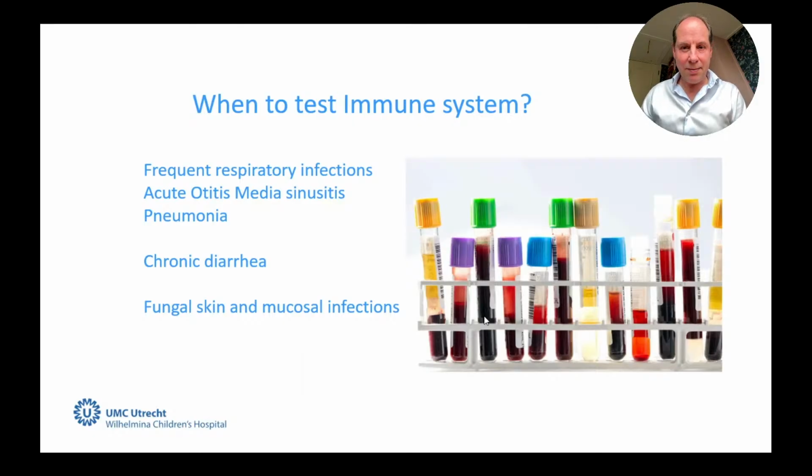So if we want to test the immune system, we have to take some blood. And to simplify it, what we do is count all the different immune cells to know if they are all present in the correct numbers. And we also can measure the amount of immunoglobulins. Sometimes we simulate an infection. We give a vaccination and assess the production of antibodies in response to that vaccine.